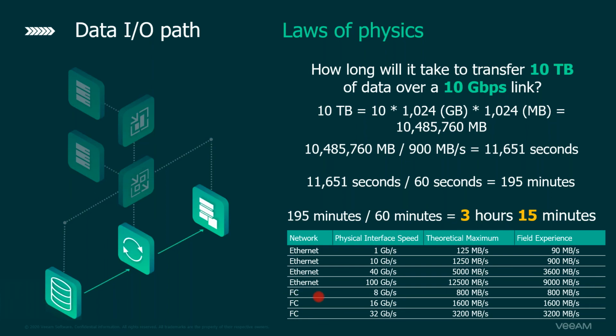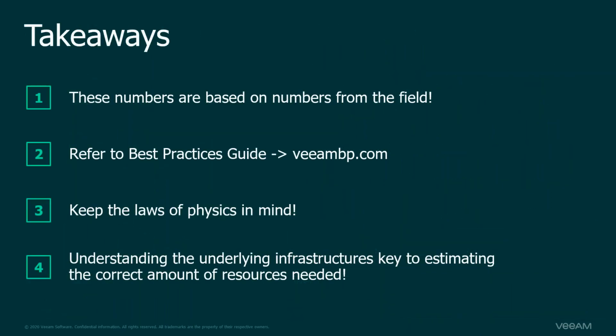If we're doing direct storage backups over Fibre Channel, let's say, that's going to be a little bit different, because the theoretical maximum is going to be the actual field experience, just because of the way that Ethernet is and the way that Fibre Channel is. In Fibre Channel, you're able to actually consume all the way up to that 3,200 megabytes per second for a 32 gigabit per second Fibre Channel. So some takeaways here. These numbers are from the field that we used in the examples here.